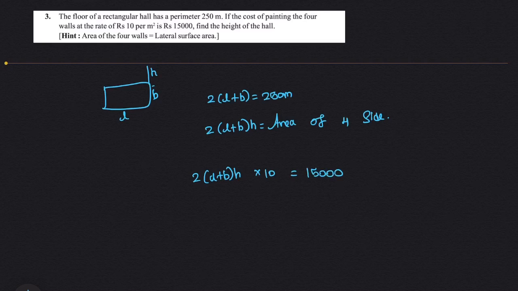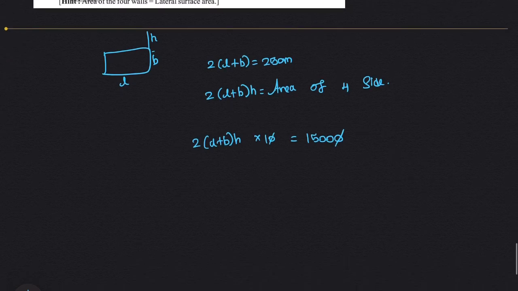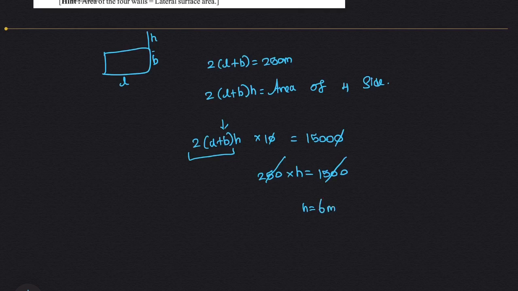So just cancelling. And this value, 2 into (L plus B), is the given value, 250 meter. So 250 multiplied by H is equal to 1500. Then after cancelling, H is equal to 6. So 6 meter is the value. The height of the hall is 6 meter.